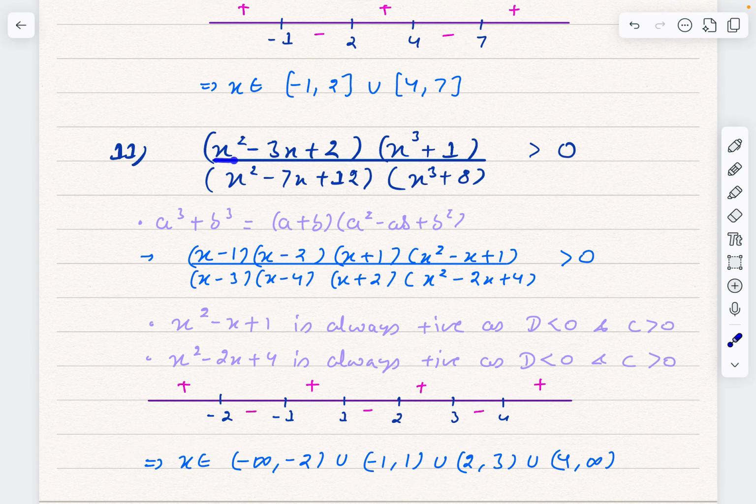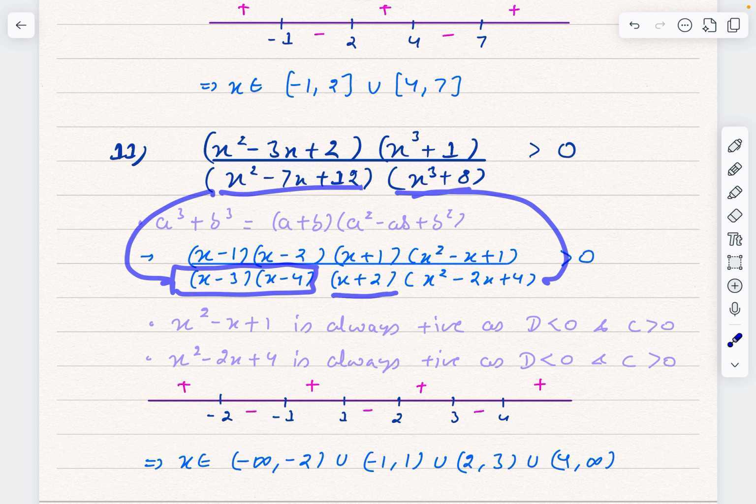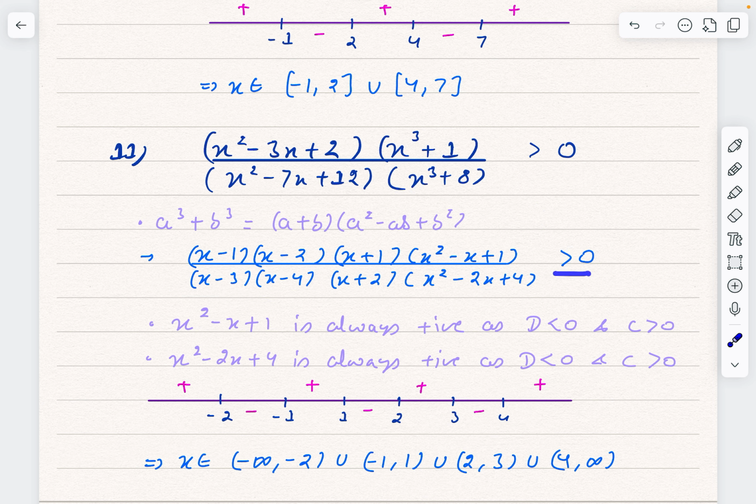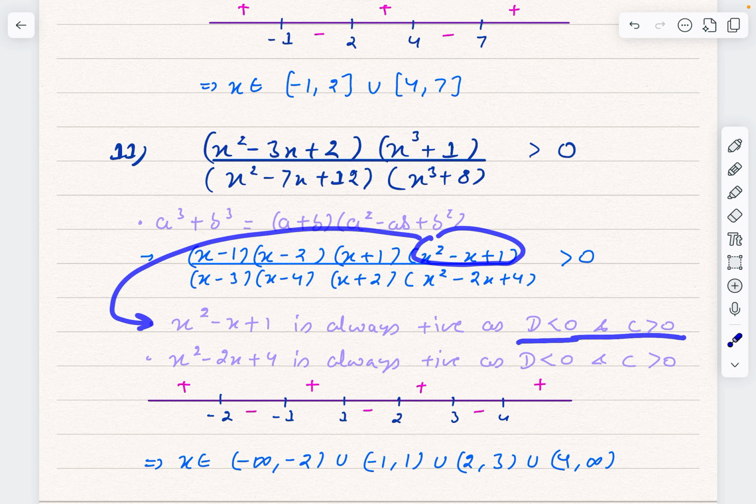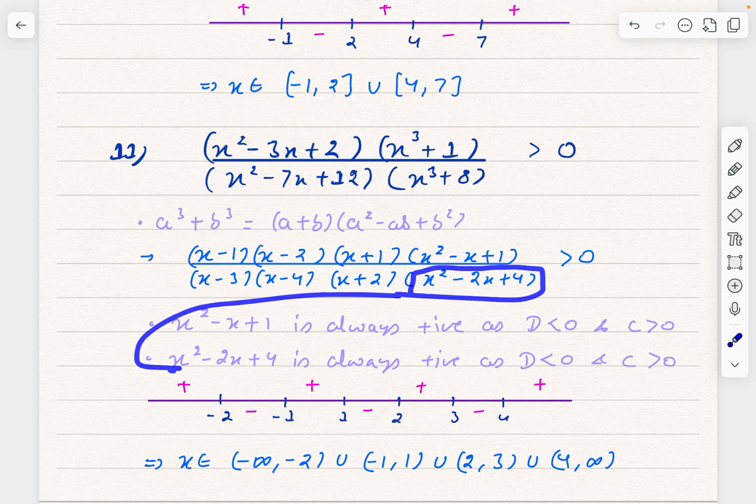Next problem is this. We have a quadratic, a cubic, a quadratic, a cubic. For this cubic, we can just use a cube plus b cube, which is (a plus b)(a square minus ab plus b square), and just find the roots of each quadratic. This will be 1 and 2. This using the identity will become (x plus 1)(x square minus x plus 1). These roots will be 3 and 4. This again is a cube plus b cube, we get (x plus 2)(x square minus 2x plus 4) greater than 0. You will see this quadratic will always be positive. D negative, C positive. This quadratic is always positive. D negative, C positive. So just ignore these two.